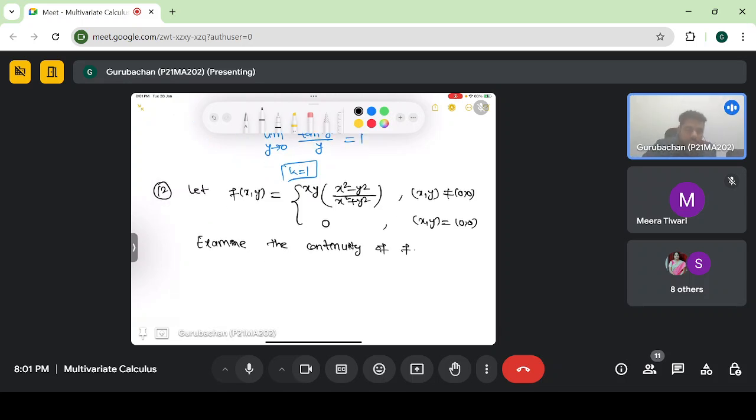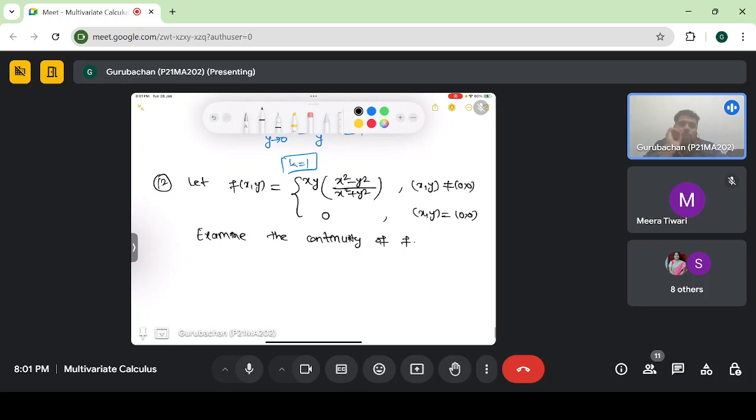This is the last question for today's class. Please let me know what the continuity of this function is. First of all, let me know whether the function is continuous at any points other than (0,0).